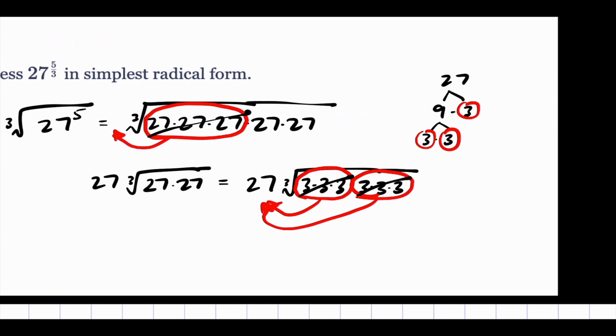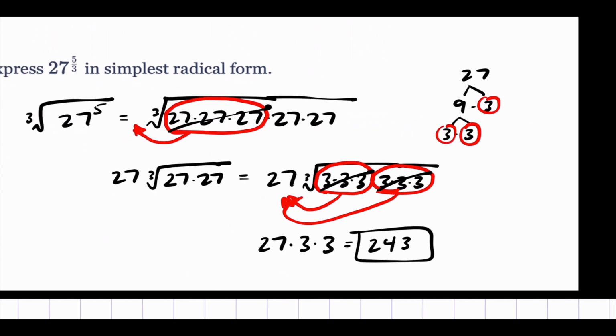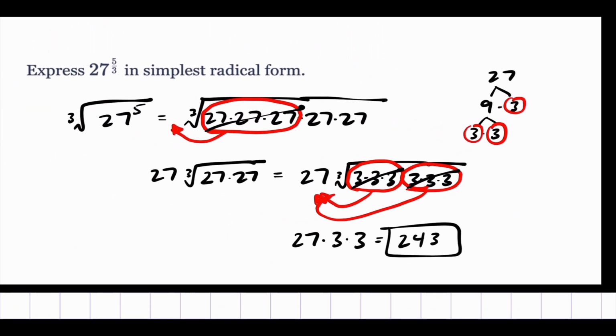What's left inside? Yeah, 1, right? And what's the third root of 1? Just 1, right? So if there's nothing left on the inside besides 1, you don't even need to write the root anymore. So I'm going to write what I got. I got 27, and then I took out 2 triples. So that's where I write 3 times 3. 27 times 3 times 3. 243, I believe. You're done. No more root, because there's nothing left on the inside besides 1.